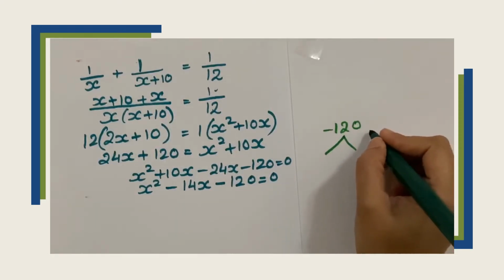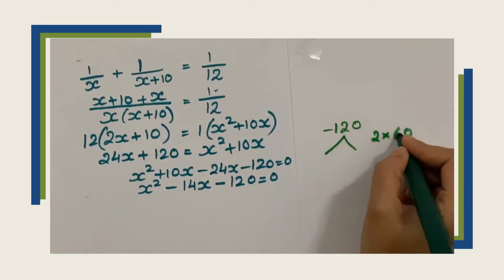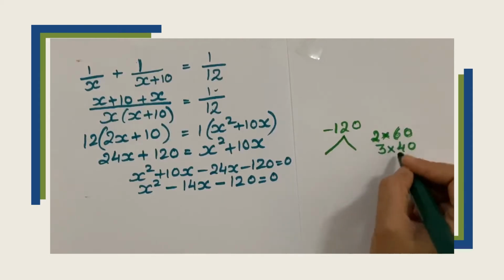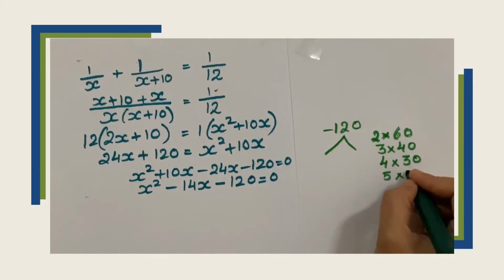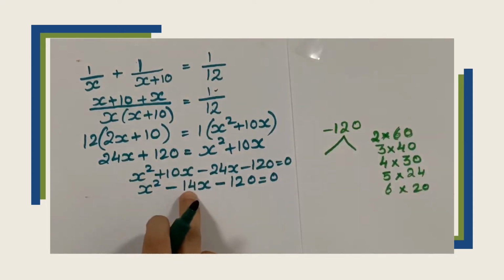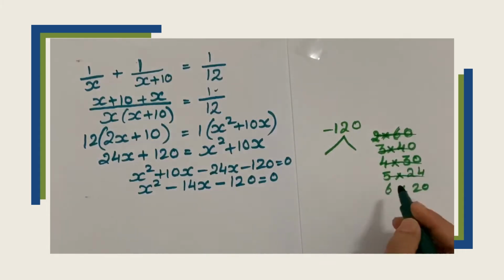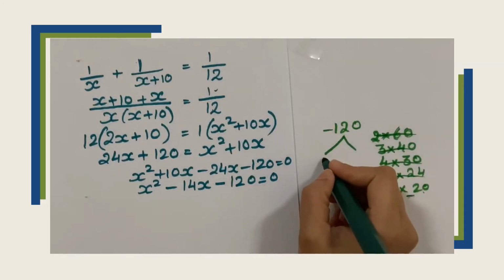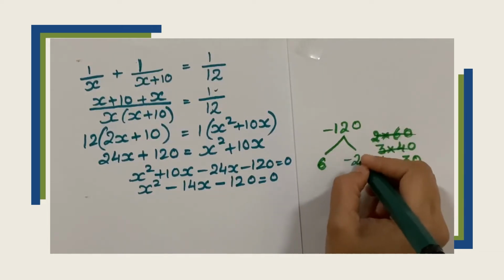120: 2 into 60 is 120, 3 into 40 is 120, 4 into 30 is 120, 5 into 24 is 120, 6 into 20 is 120. But the summation of these will not give minus 14. The summation of 6 and 20 gives 14, so if it is minus 20 plus 6, it gives you minus 14, and the product of this gives minus 120. So the factors are 6 and minus 20.